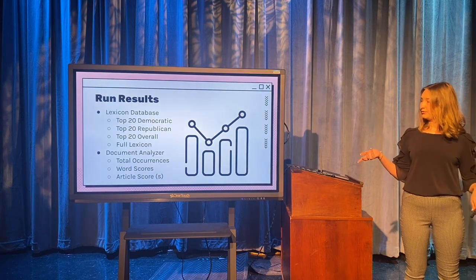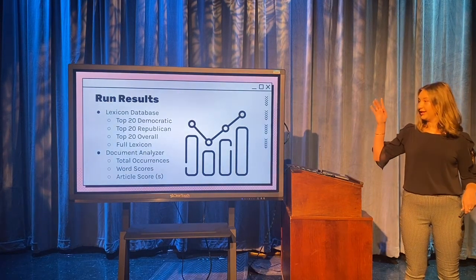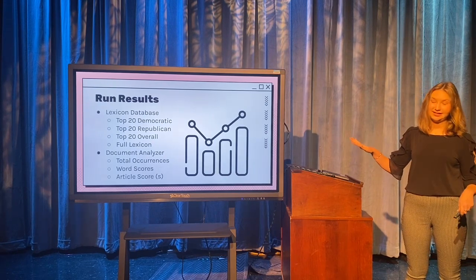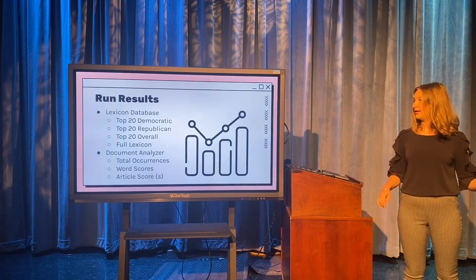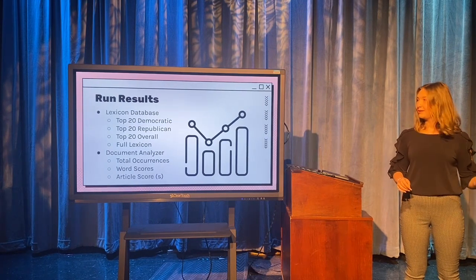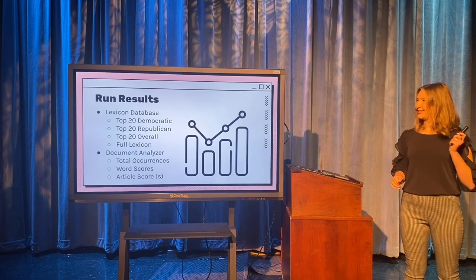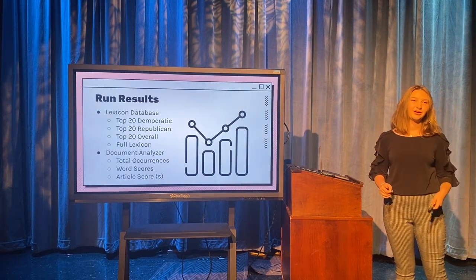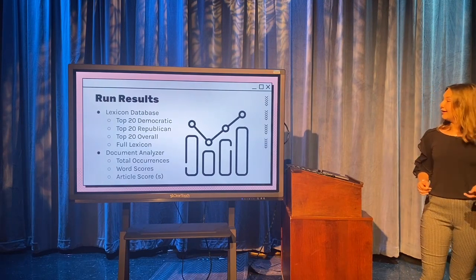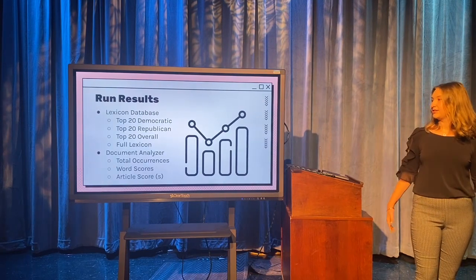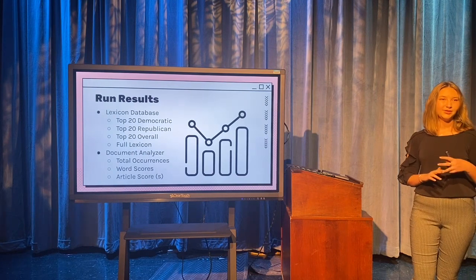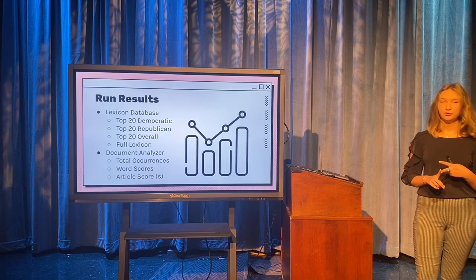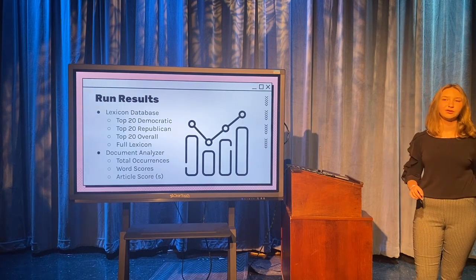So, when you run this program start to finish, it generates lots and lots of data, of which I'm going to show you a much cleaner, prettier version than what it gives me. But when you run the lexicon, it gives you the entire lexicon of entries, plus, via the power of sorting, the top 20 Democratic and Republican words, and the top 20 words overall, which I'm going to show you because I think it's funny. When you run the document analyzer on a document, it generates 3 documents that you can download as CSVs. One that counts the total occurrences of every word in the document, one that gives you the score for each word, and then one that gives you the whole article score.